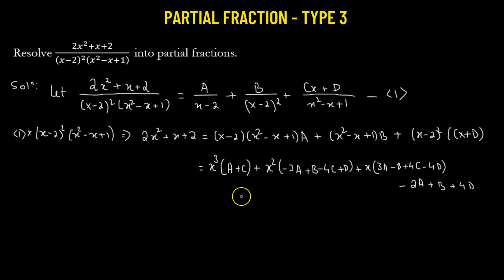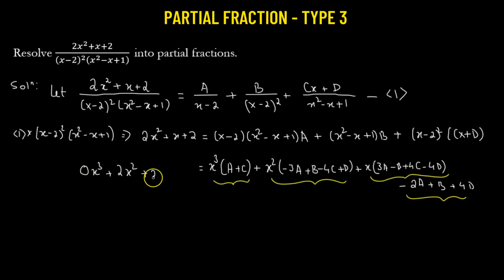So what we observe here is that there are four terms. The first is the coefficient of x cubed, the second has a coefficient of x squared, the third has a coefficient of x, and the fourth is the constant term. However, on the left hand side, we have no term containing x cubed. That's fine. We can fix that by writing 0 times x cubed, so we have 0x cubed plus 2x squared plus x plus 2. Now we're going to compare both sides and equate them.